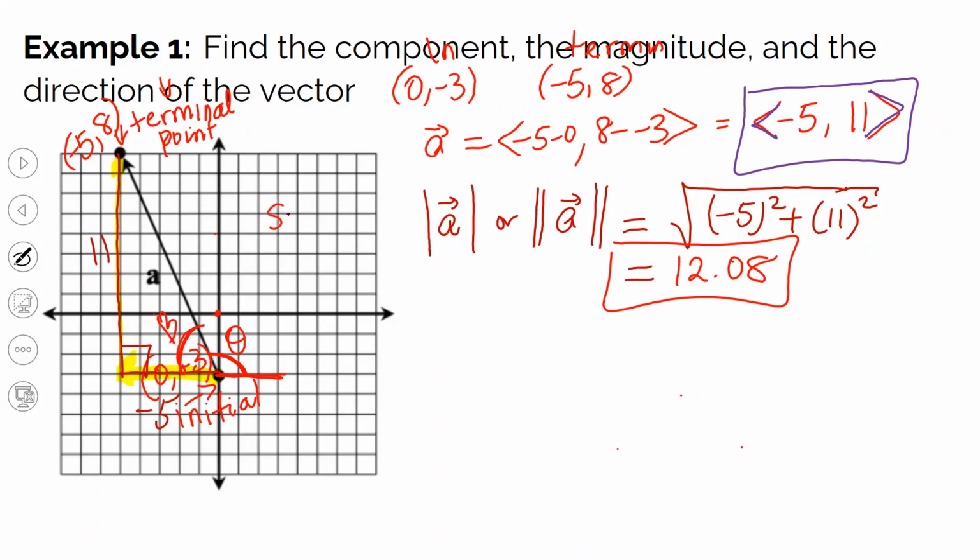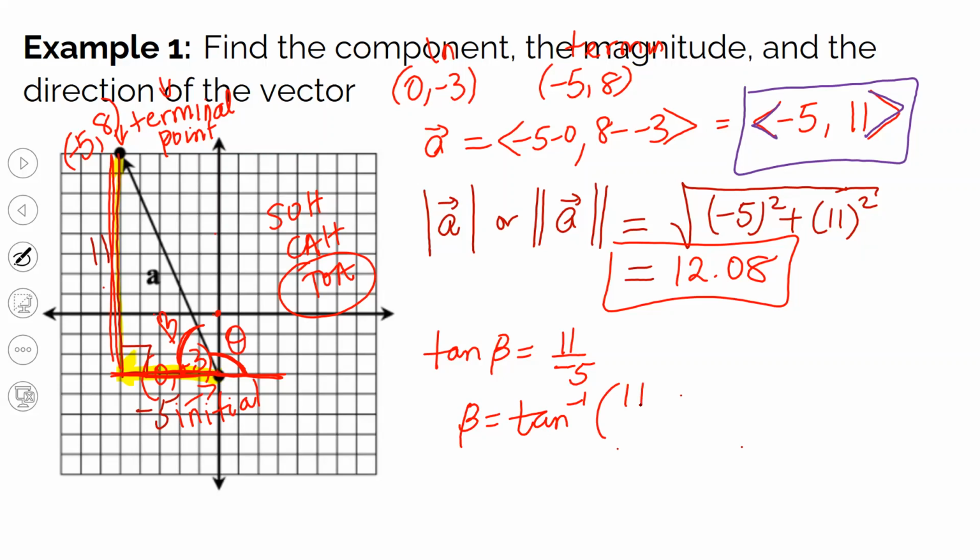We can use SOHCAHTOA. In this case, because we know this line and we know this line, we can pick the TOA, the opposite of this angle and the adjacent. So we can say tan of beta equals 11 over -5. Don't forget the negative, please. Always put the negative. So that gives us that beta will be the arctan of 11 over -5.